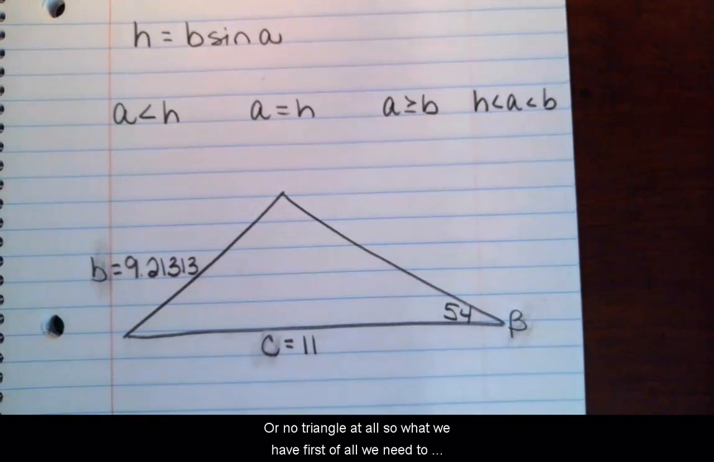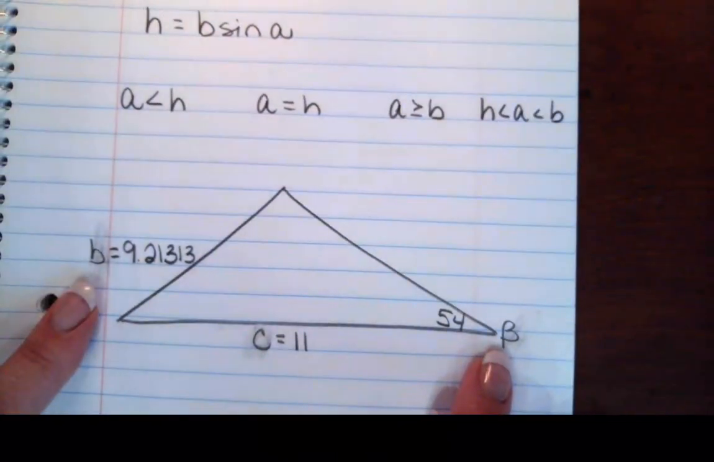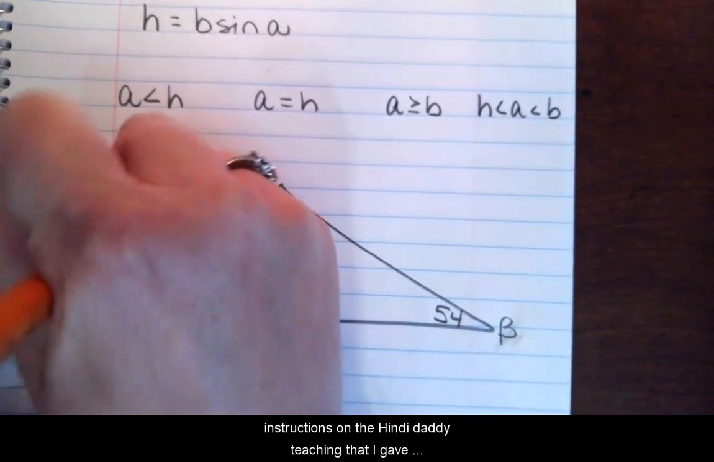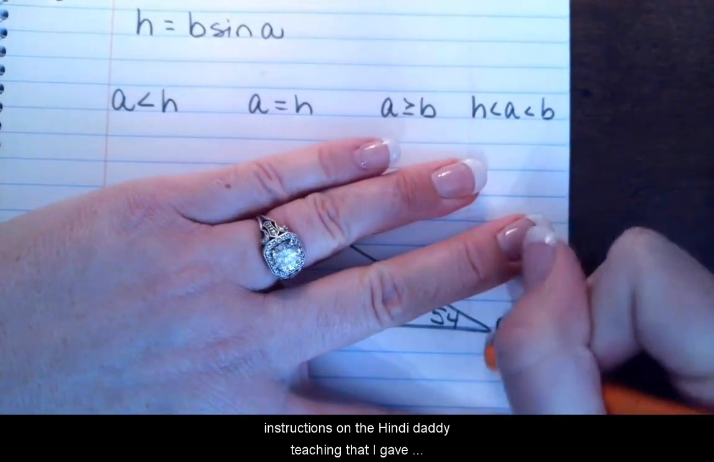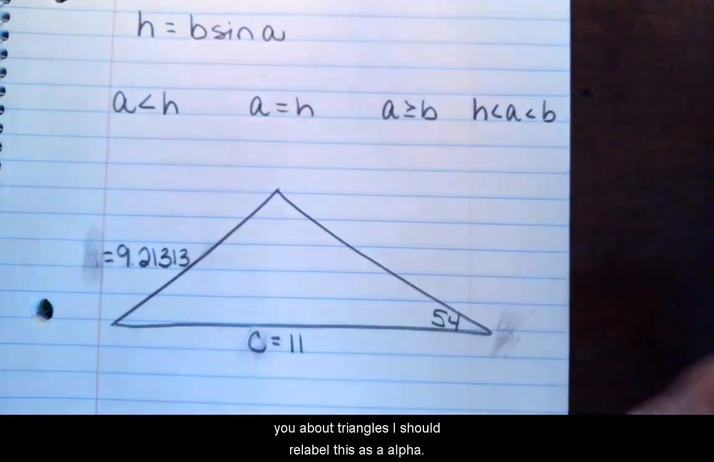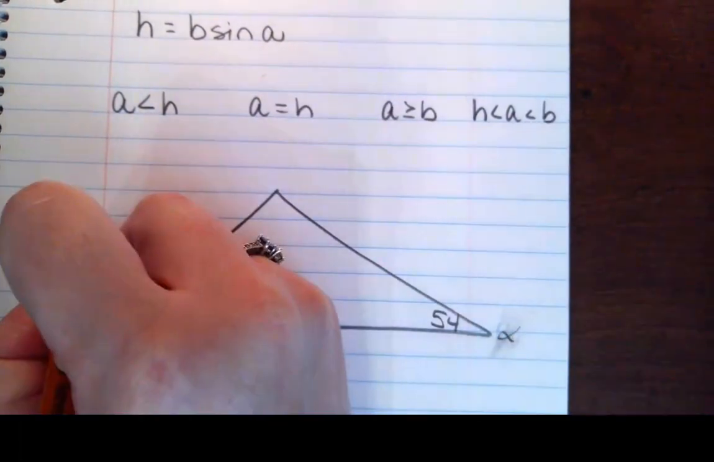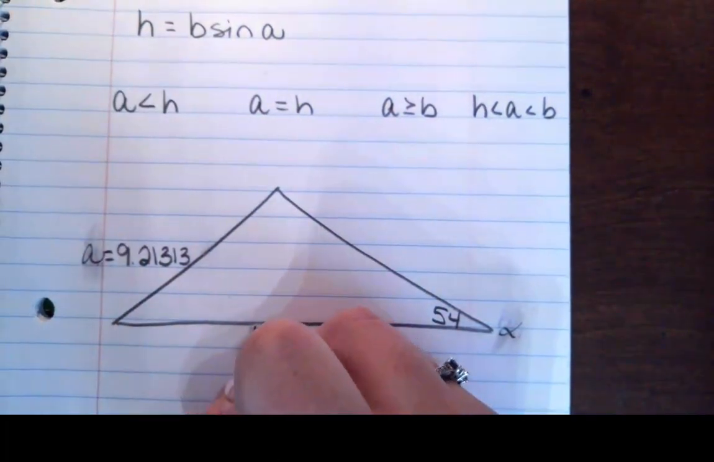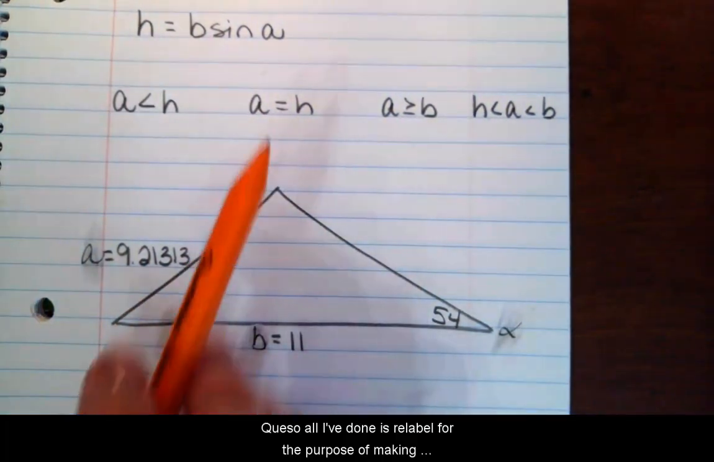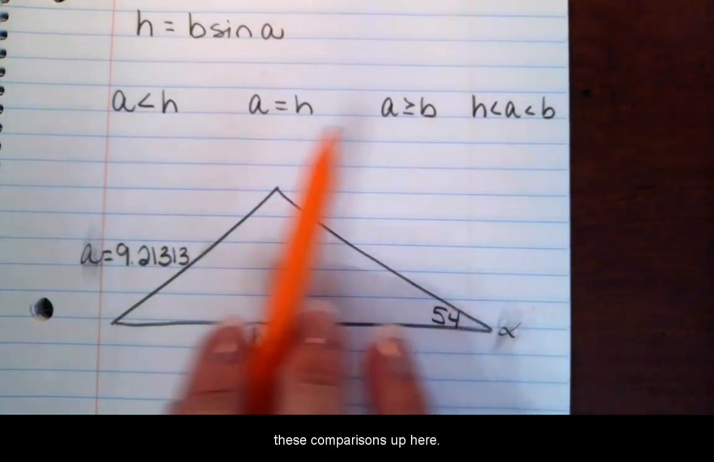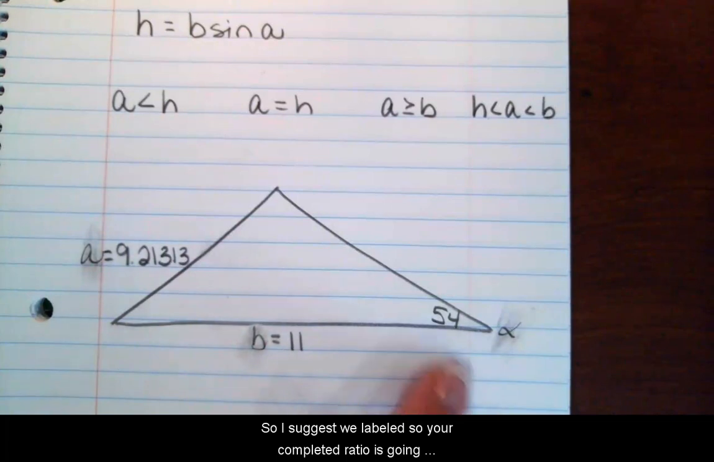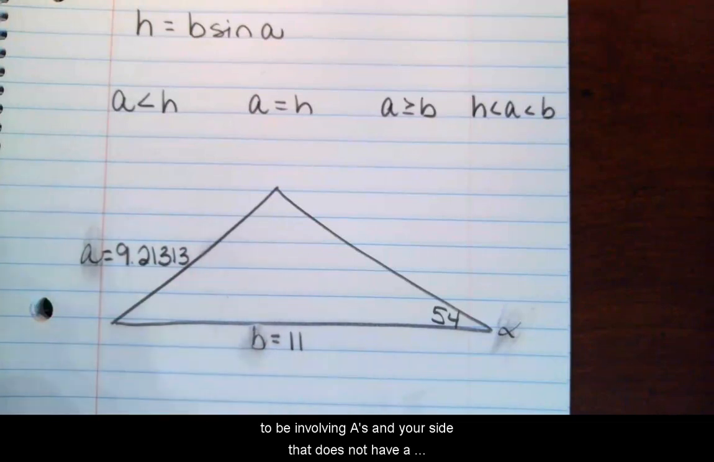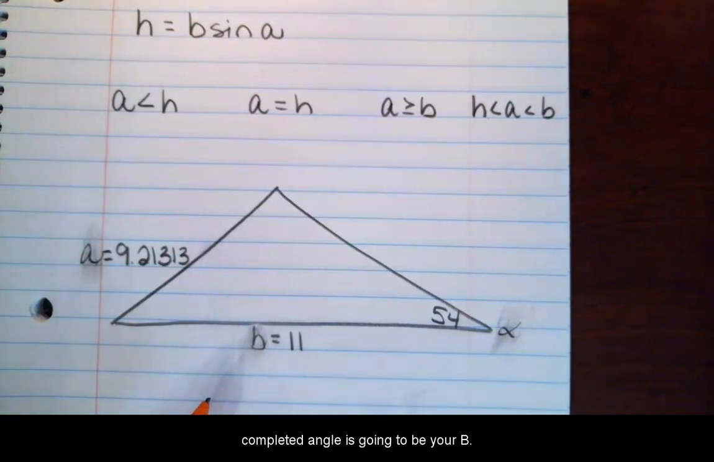So what we have first of all is we need to relabel these. I was given beta and little b, and I was given c. According to the instructions on the handy dandy cheat sheet that I gave you about triangles, I should relabel this as alpha and A, and this is going to be B. All I've done is relabel for the purpose of making these comparisons up here. Your completed ratio is going to be involving A's, and your side that does not have a completed angle is going to be your B.